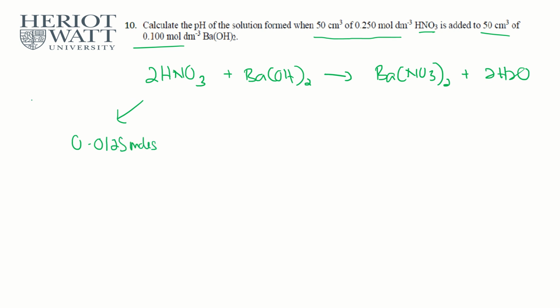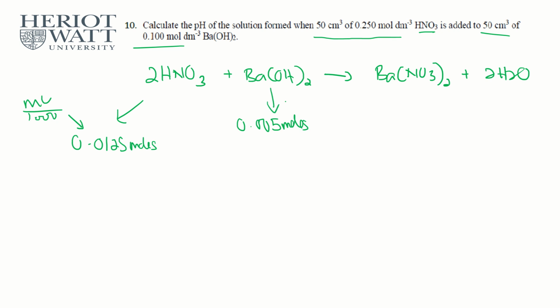Guys, you know what I'm doing, right? M times V over 1000. Get that? So I just don't show it. So barium hydroxide is 0.1 multiplied with 50 divided by 1000. You get 0.005. Alright, so done with the mole.